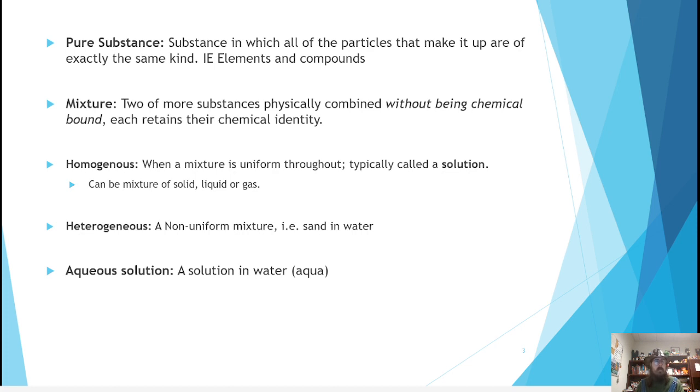Now, the opposite would be heterogeneous. This is an example of a non-uniform mixture. So, hetero meaning different. The idea is that the mixture is not the same all the way through. Sand in water, or a pond, essentially. If you start to step into the pond, you stir up all the mud and muck, it gets distributed into the water, but it eventually settles back down.